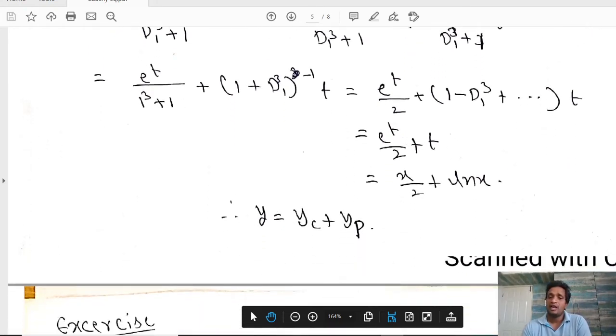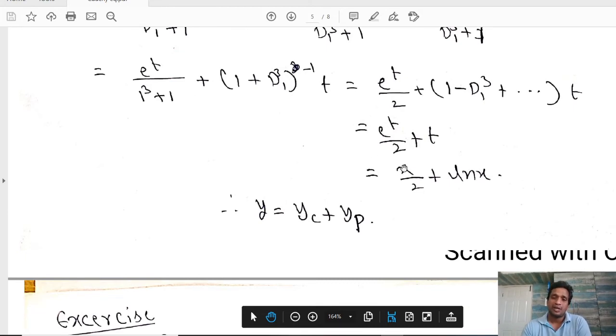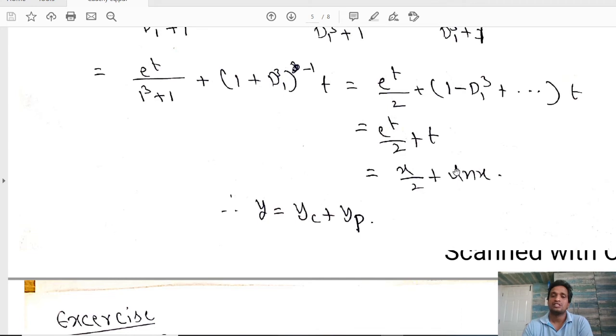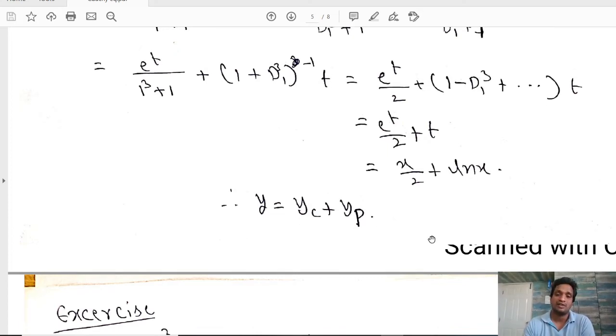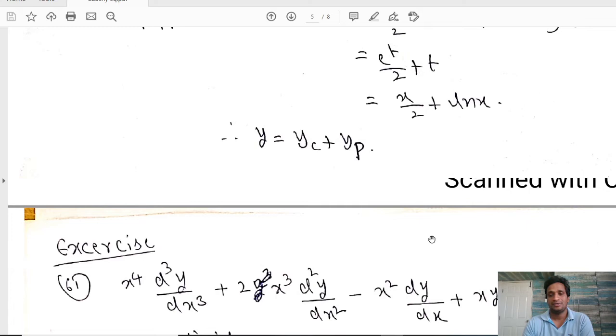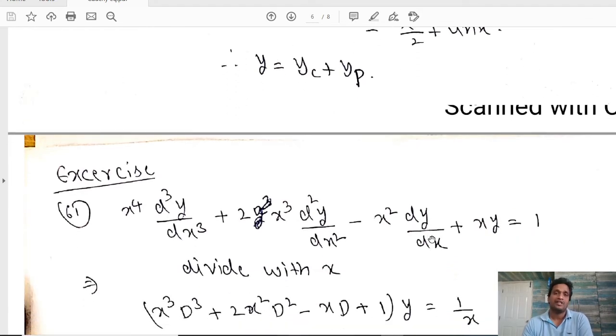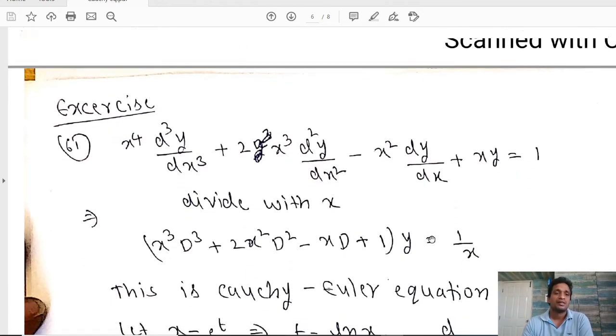So again we have to change this one into x. e power t means x, so x by 2, t means ln x. So this is our particular integral. So the final general solution will be y is equal to yc plus yp, and we have to write the yc value as well as yp value. Okay, and we jump to the next question here.